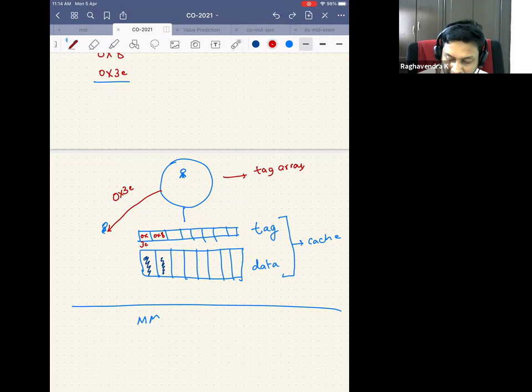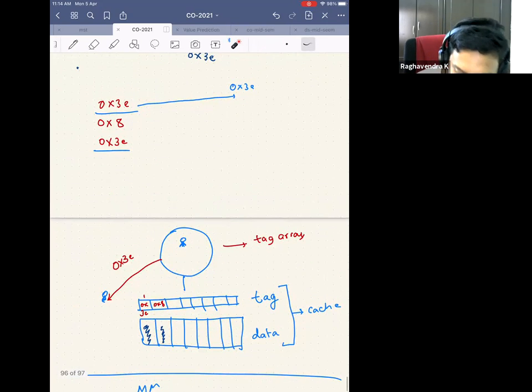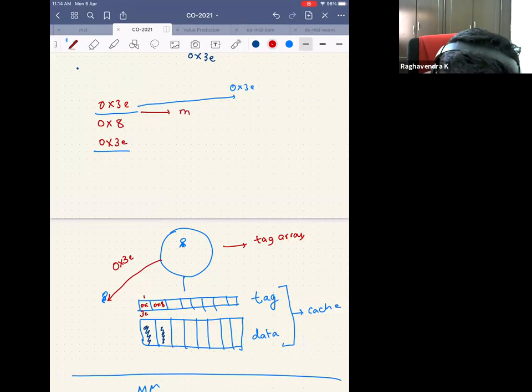I search all of them in parallel because I don't want to waste time, because I want to have it as fast as possible. So I search all of these 8 locations in parallel, and it figures out that there is 0x3 in this particular location, which means that the data here is what I am looking for, and I give it back to the CPU. So this was not in the cache initially, so it was a cache miss. But this is a cache hit.